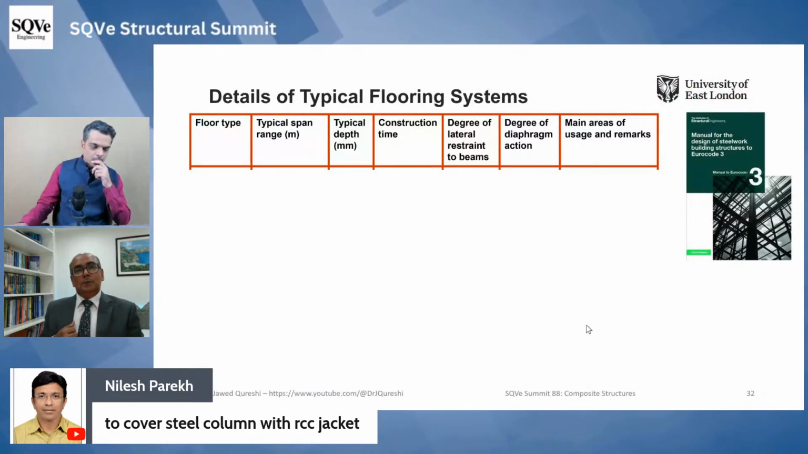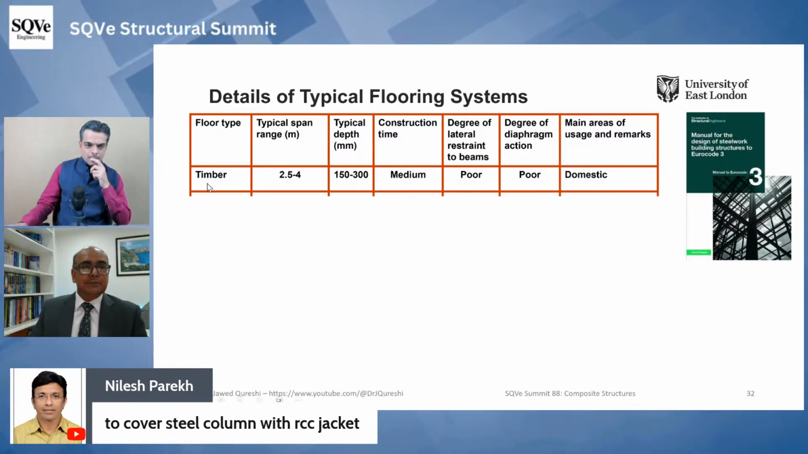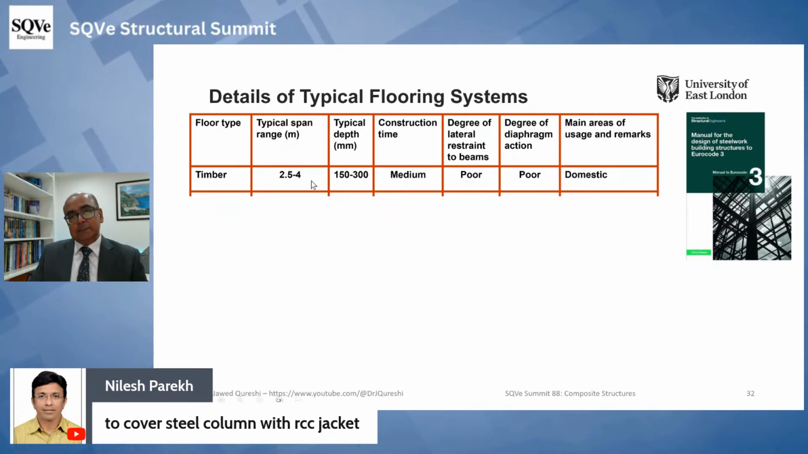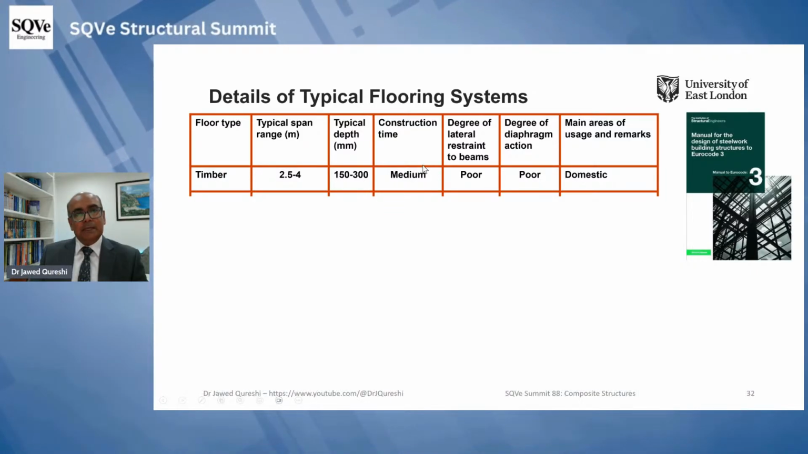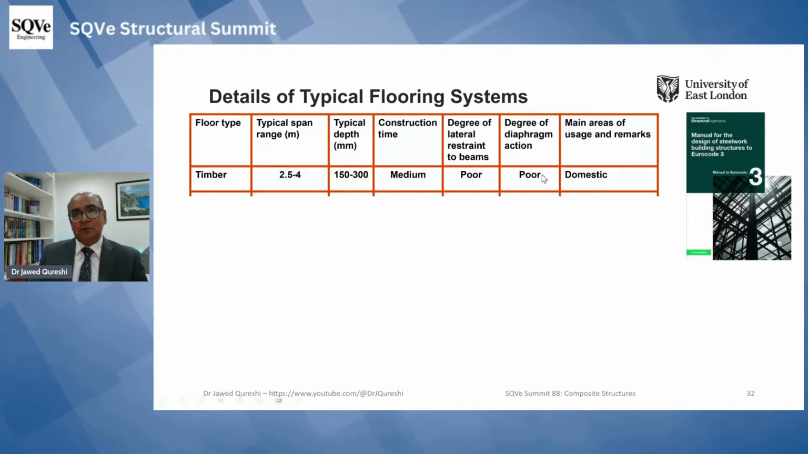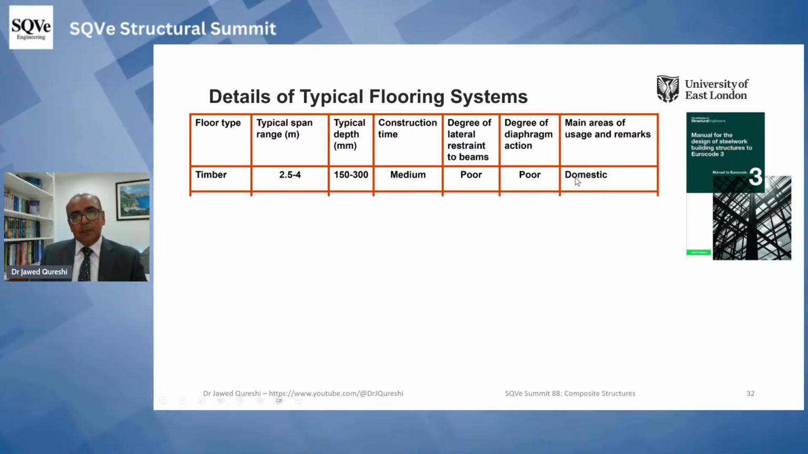Now, we have different flooring systems. For example, if we have a timber flooring system on top of steel columns, then its spanning capability is from 2.5 to 4 meters. The depth is 150 to 300, and construction time is medium, I would say. Degree of lateral restraint is very poor. It means that it does not provide any diaphragm action. Diaphragm action means that it does not contribute to the lateral load resisting system. And we use it in domestic areas.